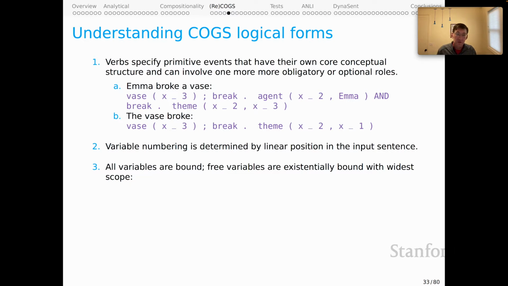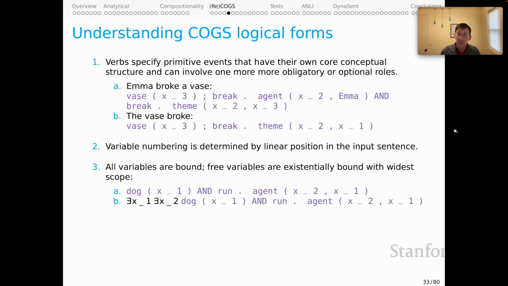All the variables in COGS and ReCOGS logical forms are bound, right? Because it looks like we have free variables, but they're all existentially bound with widest scope. So for example, whereas you have a logical form like this, where it looks like variables 1 and 2 are free variables, in fact, we're meant to interpret this as though there were a prefix of existentially quantified variables at the start of the logical form.